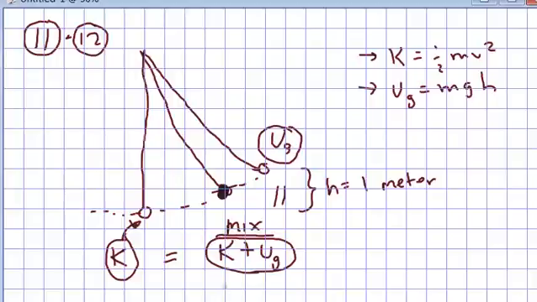In this problem, you're being asked to solve for this kinetic energy. But since you can easily calculate this potential energy and this potential energy, and you know that they're equal to each other, you can use this equation, sideways equal sign, to solve for the kinetic energy at this location.